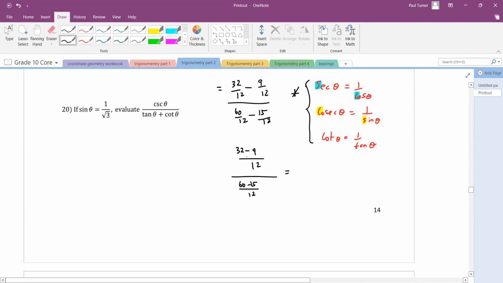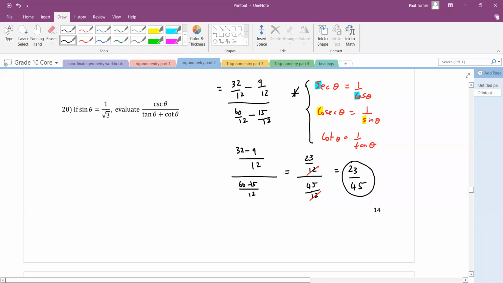So 32 minus 9. Well, 32 minus 10 would be 22, so it's 1 less than that. So this would be 23 on 12. 60 minus 15, that would be 45 on 12. Now, in this case, the shortcut is to cancel the 12. So when you divide by a fraction, it will flip over. You'll find the reciprocal. And when you do that, this 12 would actually cancel this one. So cancel the denominators because they're equal. So you'll get 23 on 45 for your final answer.